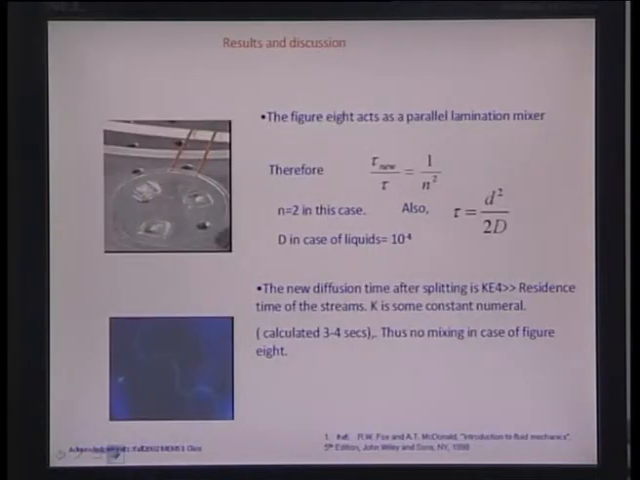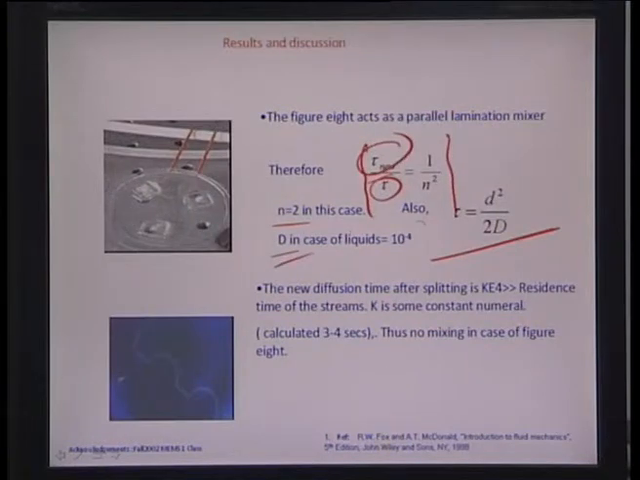The figure 8 type design basically would be something like a parallel lamination mixer, and as we all know, in the case of a parallel lamination mixer, the time tau would be actually equal to 1 by n square times the old time, and n is 2 in this case, and d essentially in this case is about 10 to the power of minus 4, being a fluid, okay.